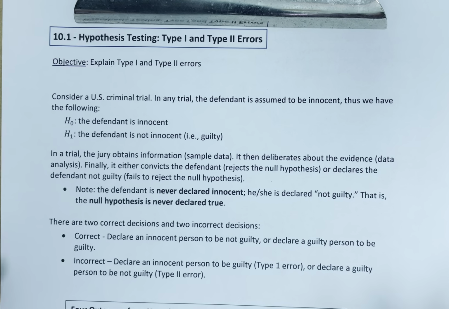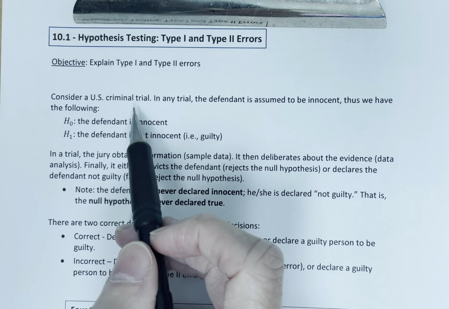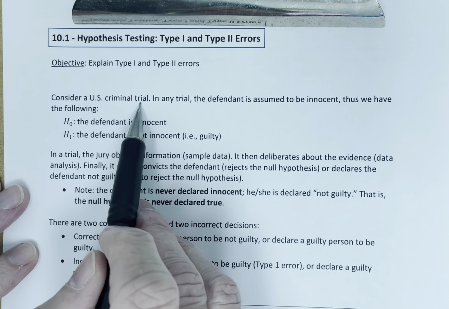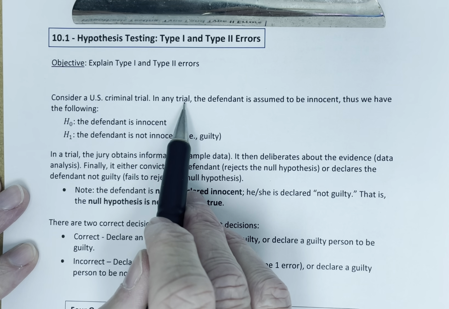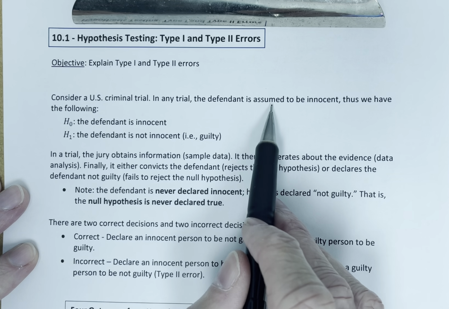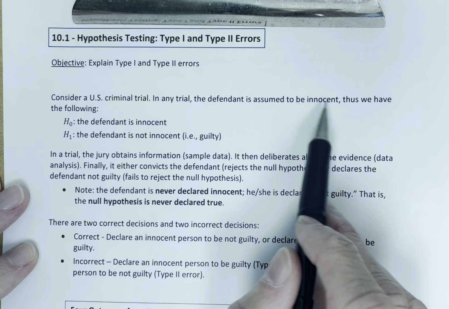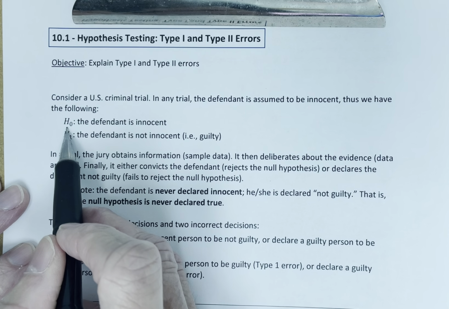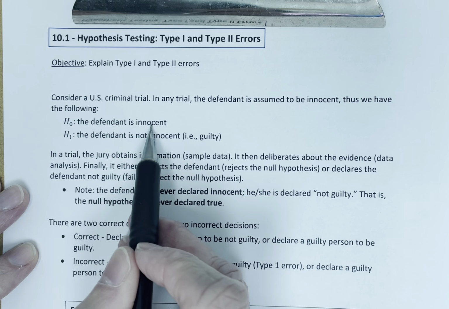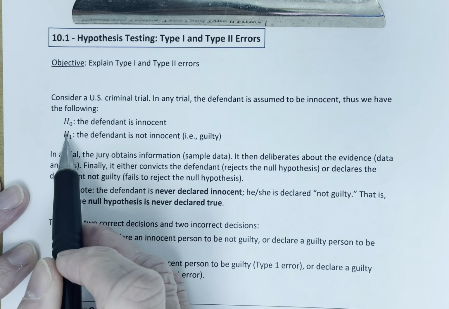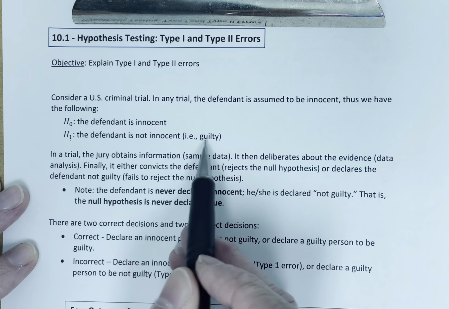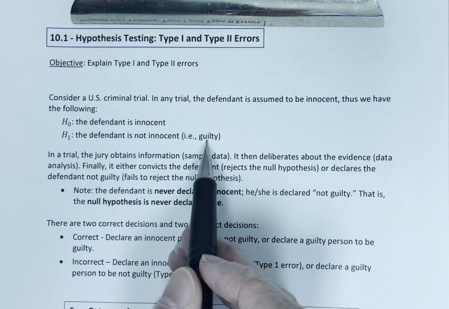Well, let's consider our U.S. criminal system. So consider a U.S. criminal trial. In any trial, the defendant is assumed to be innocent. Thus, we have the following. Our null hypothesis, the defendant is innocent. Our alternative hypothesis, the defendant is not innocent, or the defendant is guilty.